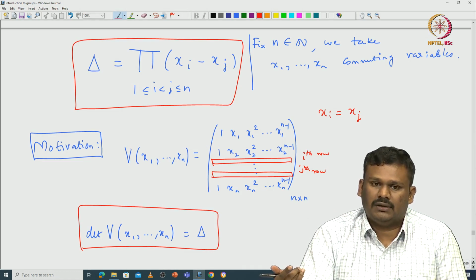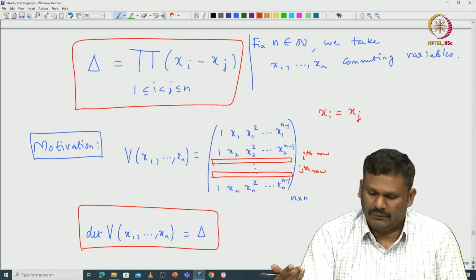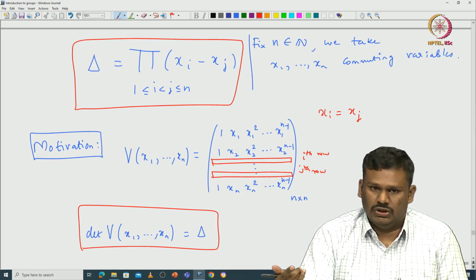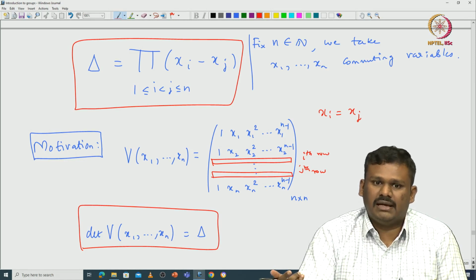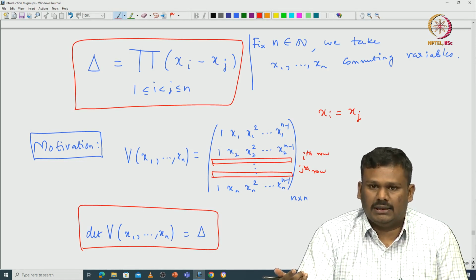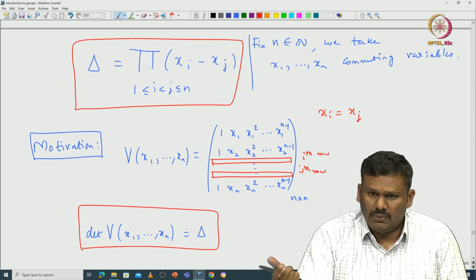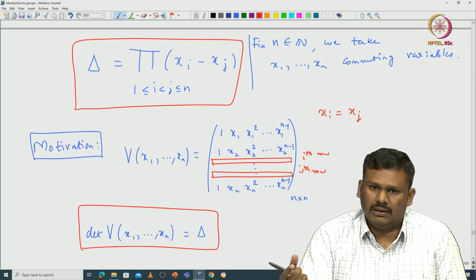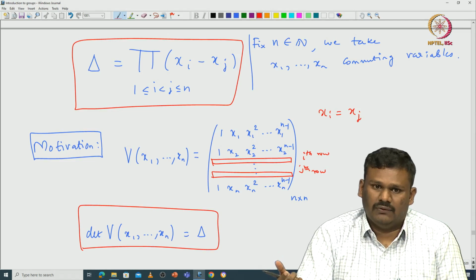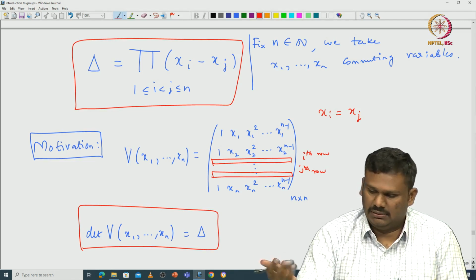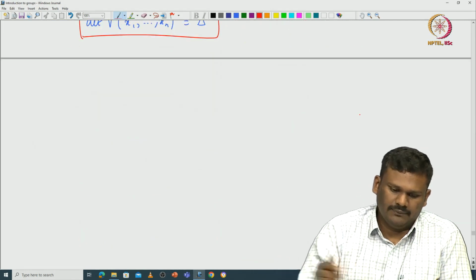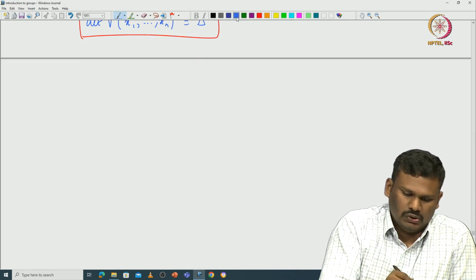So that means the determinant of V of x1 etc., xi etc., xi, that will become 0. That means this xi minus xj, that particular polynomial, will be a factor of this V of x1 etc. xn.